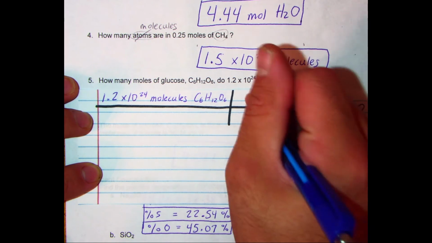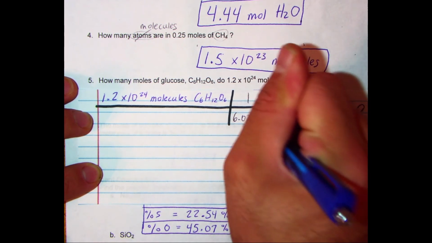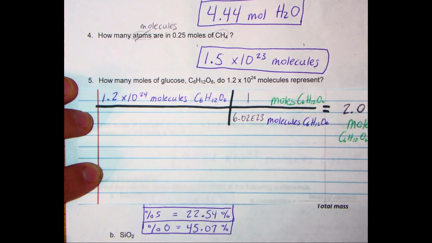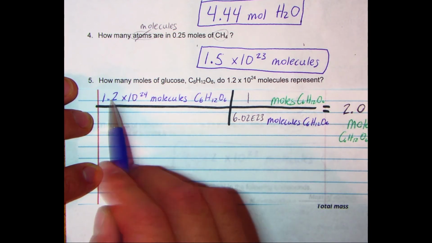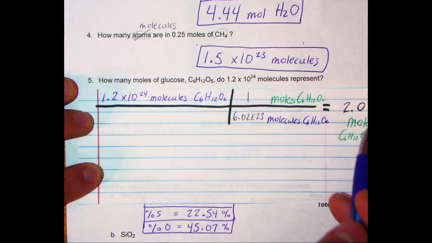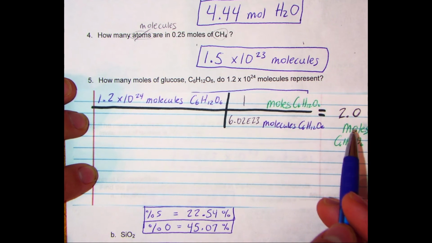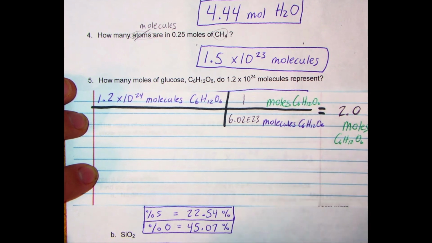Well, again, I need to know Avogadro's relationship that says for every 1 mole, it's 6.02 times 10 to the 23rd molecules. So if I have this many molecules divided by Avogadro's number, top times top divided by bottom, tells me I have, when rounded to proper number sig figs, 2.0 moles when this many molecules are present.